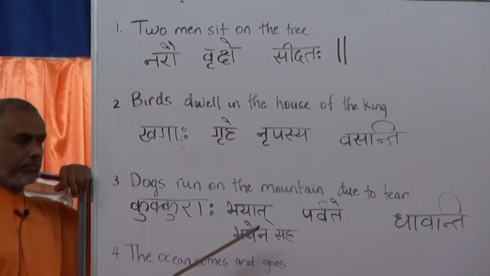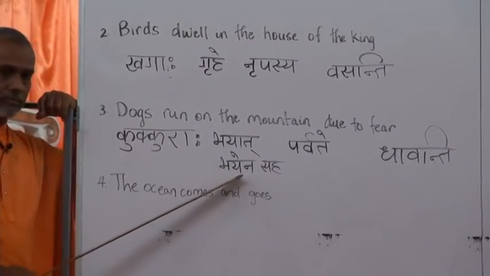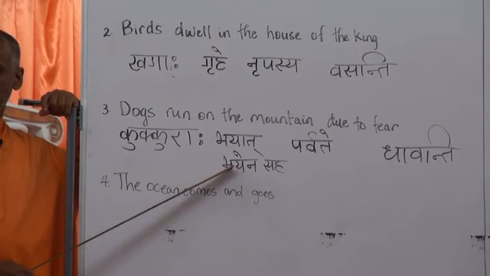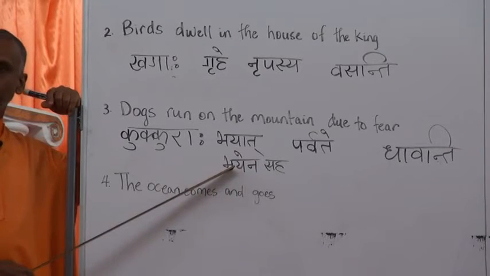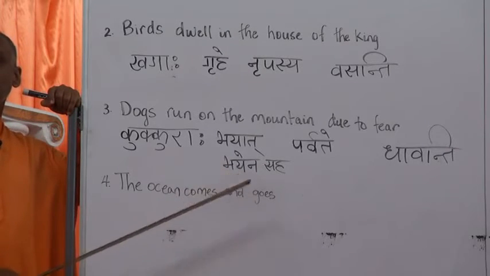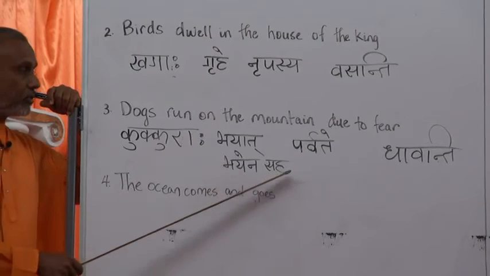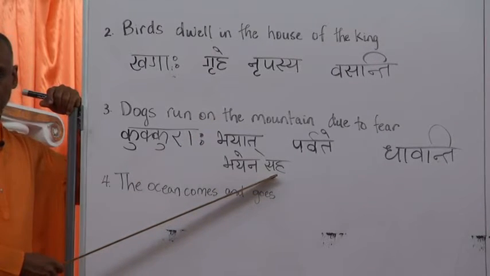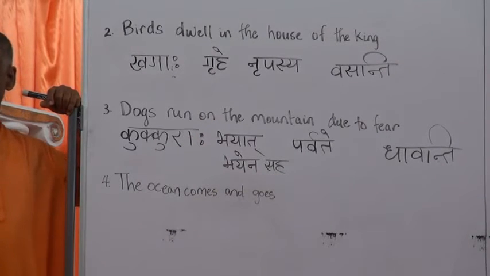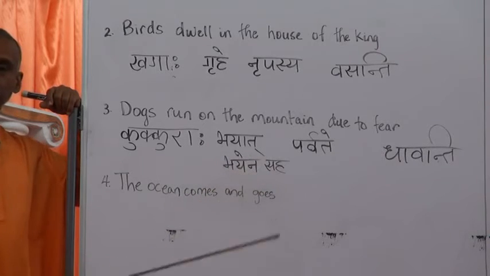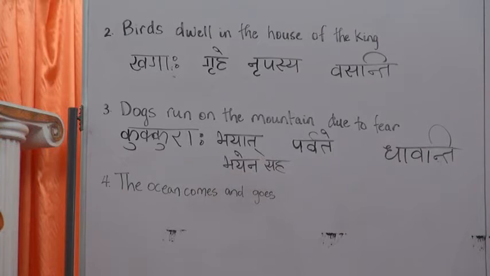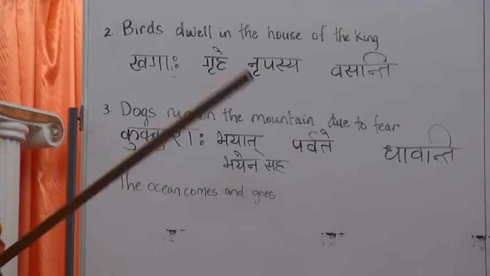See here also. This is also quite common. This is the third case that is used. And when that third case is used, there is a saha, which is called an indeclinable, which I told you about before. This saha indeclinable is used with the third case. Bhayena saha. With fear, due to fear, they run. So this is also quite common.